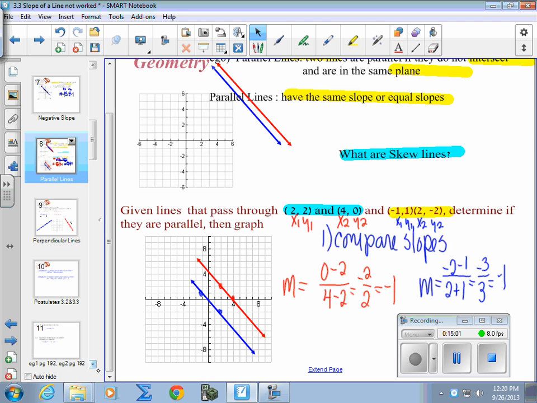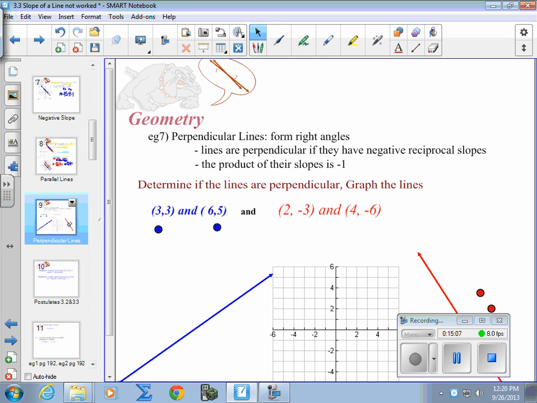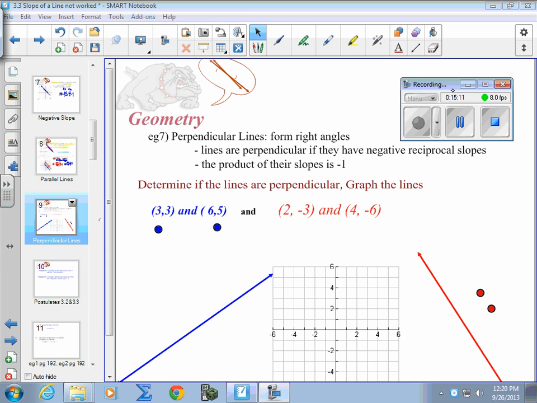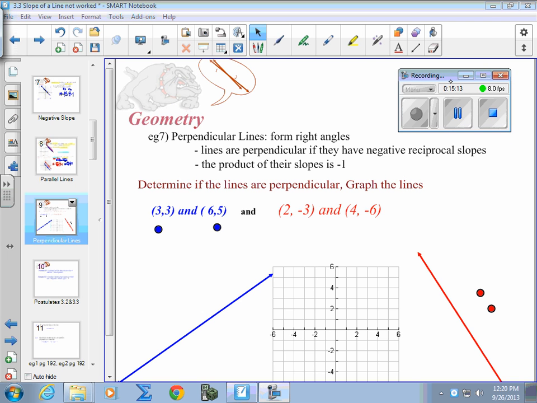You probably did a lot of this in Algebra 1, so hopefully we can go back. Perpendicular lines. What do you know about perpendicular lines? They intersect to form right angles. Right. Perpendicular lines intersect to form right angles, and perpendicular lines have negative reciprocal slopes, or we could say the product of their slopes is negative 1.